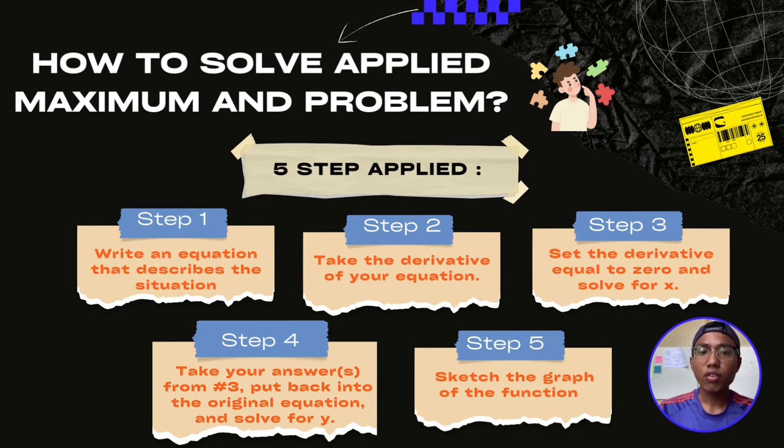So the last step, the fifth one, is to determine whether it is an absolute maximum or absolute minimum, or a local maximum and minimum. If the original equation is simple, just sketch it to see.